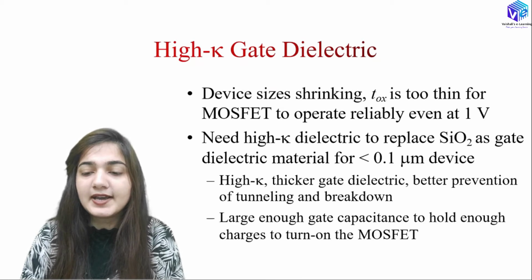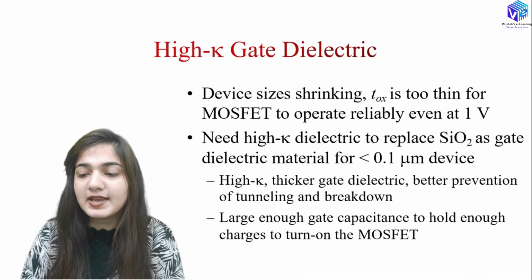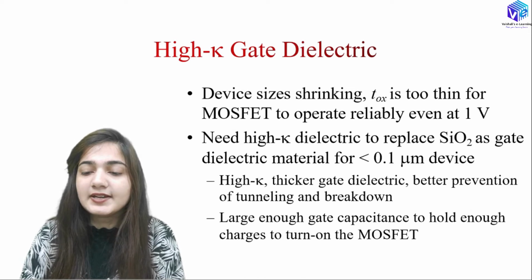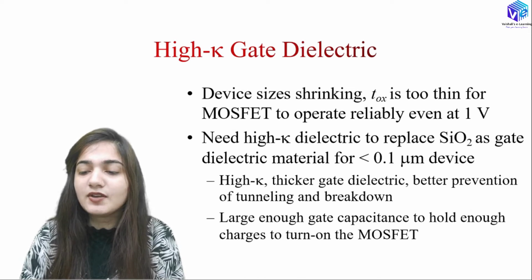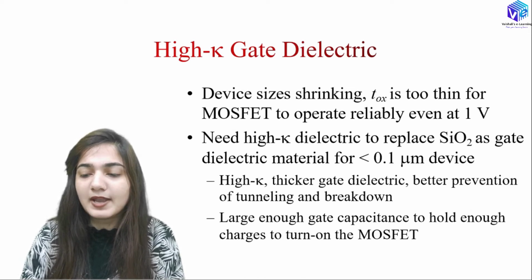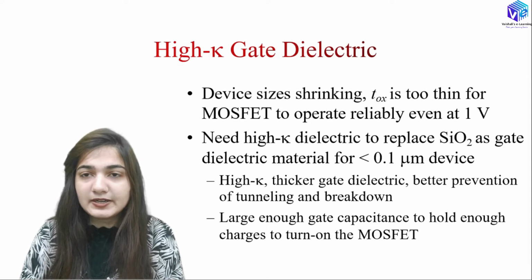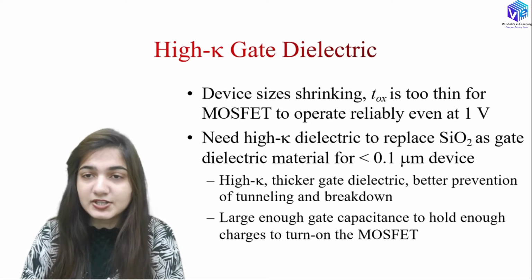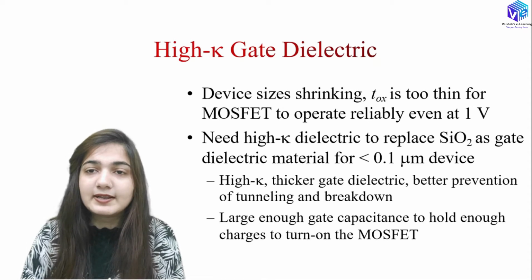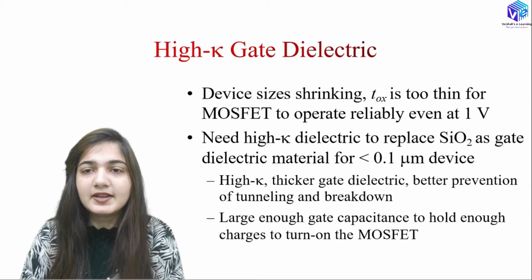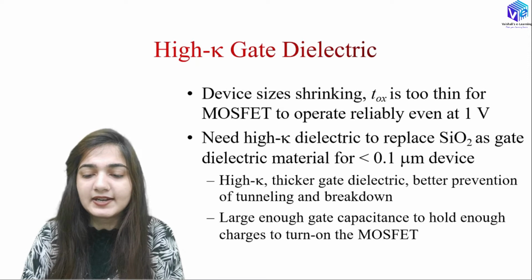So we need a high dielectric constant dielectric to replace SiO2 as the gate dielectric material when I am reducing the feature size to less than 0.1 micrometer. If I am having a high-k, thicker gate dielectric, it is going to give me better prevention of tunneling and the breakdown effect, and both of them are limitations, right? We have to avoid tunneling and the breakdown effect. For that I require a high dielectric constant gate dielectric.